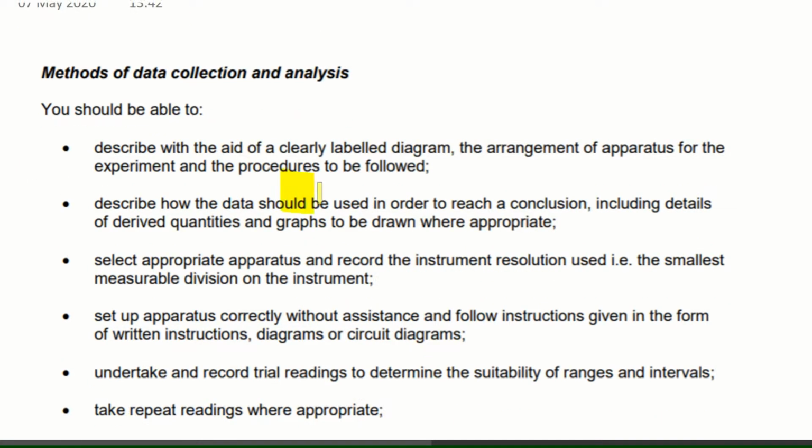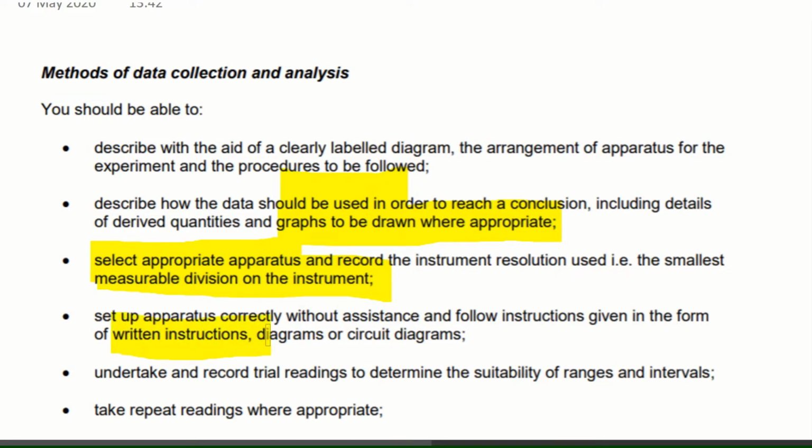Obviously, a clearly labeled diagram of the apparatus is going to help. Okay, how you're going to take the data and reach a conclusion, including how you're going to derive the quantities, what graphs are going to be appropriate, and which appropriate apparatus you will use, so the resolution, i.e. the smallest measurable division on the instrument. Okay, and you're supposed to do this all without help from us.